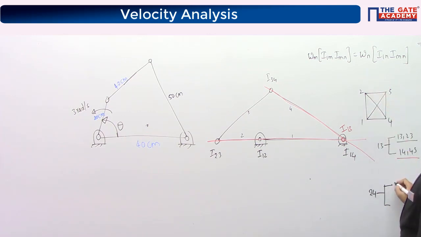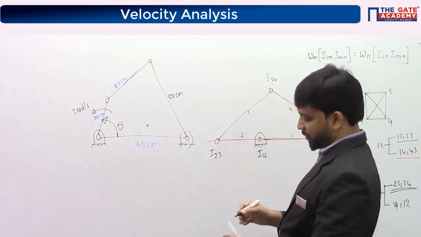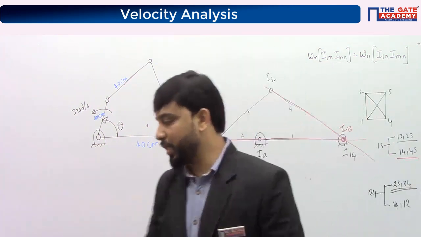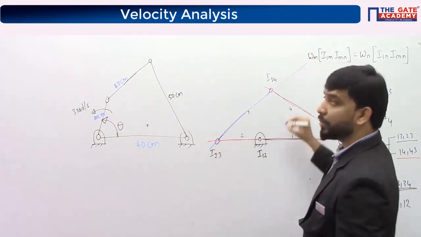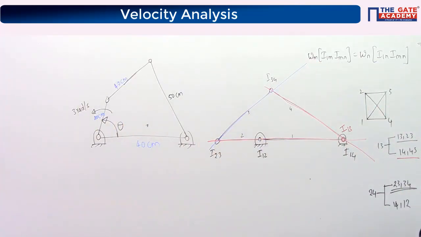2 to 3 and 3 to 4. 2, 3, 3, 4. And 1, 2, 1, 4. So 1, 4 and 1, 2. Draw a line passing through 2, 3 and 3, 4. This is 2, 3 and this is 3, 4. So I am drawing a line passing through 2, 3 and 3, 4.